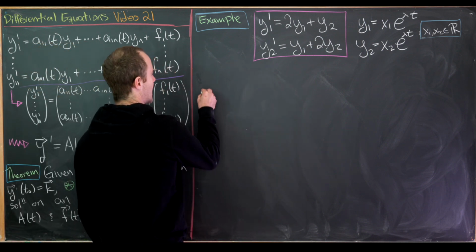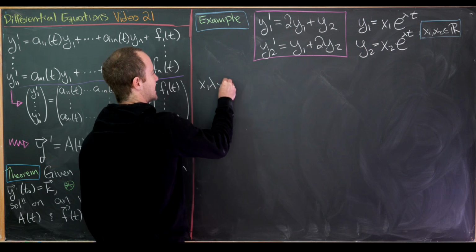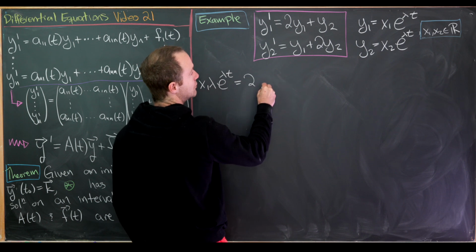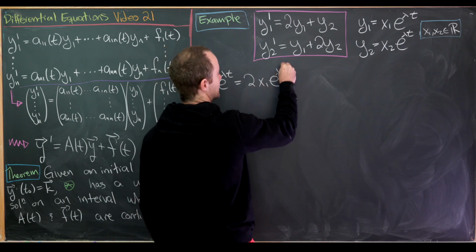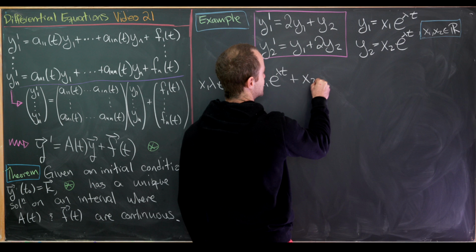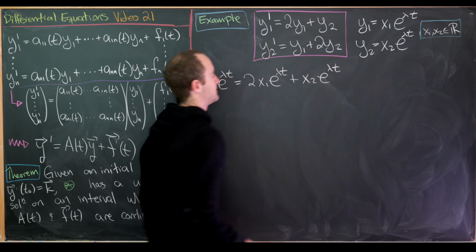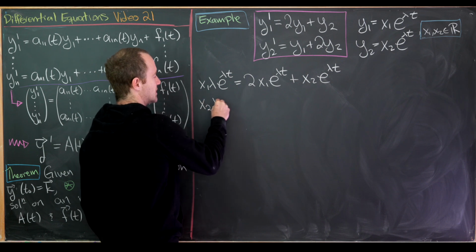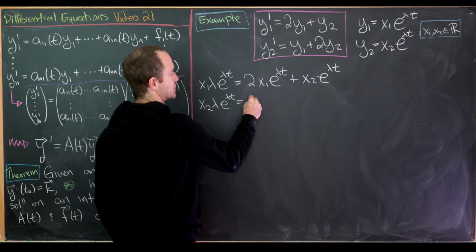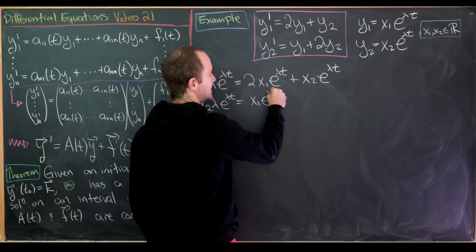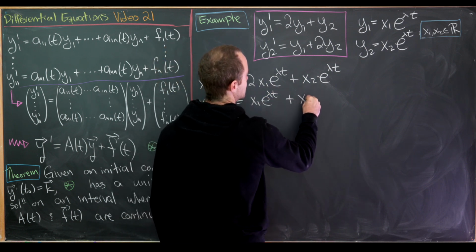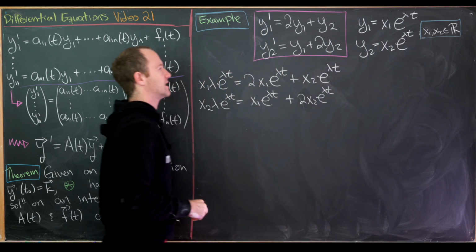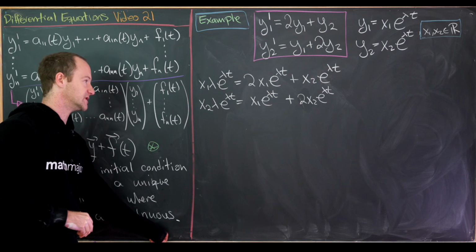So y1 prime will be equal to x1 times lambda times e to the lambda t equals 2x1 e to the lambda t plus x2 e to the lambda t. Okay. And then likewise, we'll have x2 lambda e to the lambda t is equal to x1 e to the lambda t plus 2x2 e to the lambda t. So that's just plugging those y1s and y2s in.